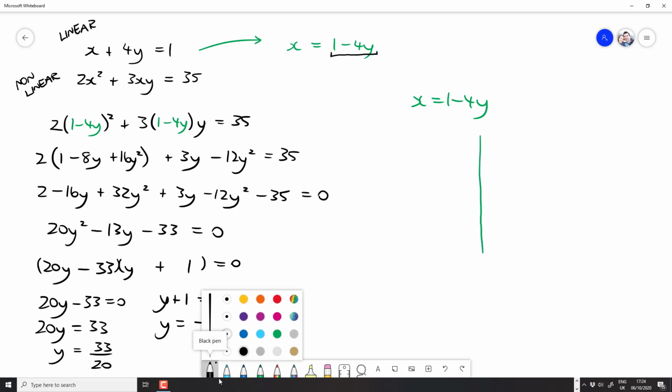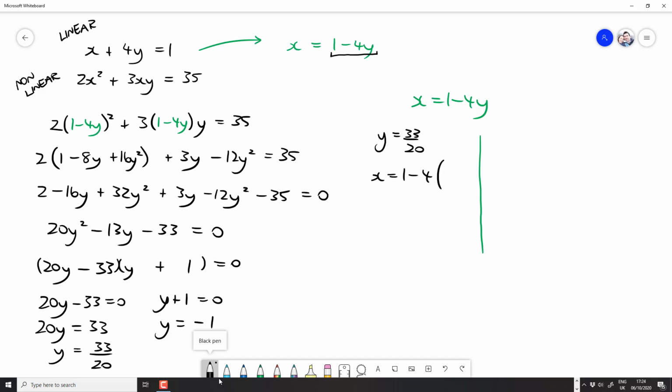So first of all, when y is equal to 33 over 20, we have x equals 1 minus 4 by 33 over 20. That's x equals 1 minus 33 over 5. So x equals minus 28 over 5. And just for neatness, we'll combine the x and y term in a bracket. We have minus 28 over 5 is the x term, and the corresponding y term is 33 over 20.